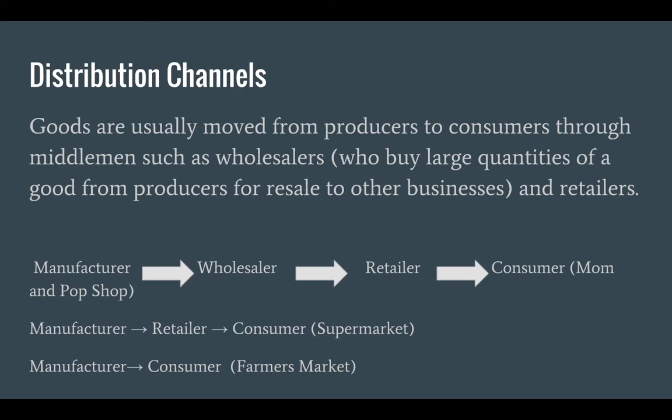And then you have manufacturer straight to consumer, an example of that would be a farmer's market, right? The manufacturer, the person who grows the goods, is the farmer, and they're directly selling it to the consumer. Whereas at a supermarket, the farmer sells the goods to a retailer, the supermarket, and then the retailer sells the goods to consumers, right? And then you have the kind of top one, manufacturers. So say the good is a mom and pop grocery store. So you have the farmers sell to a wholesaler. The wholesaler sells to the retailer, which would be the mom and pop shop, and then the retailer sells to the consumer.